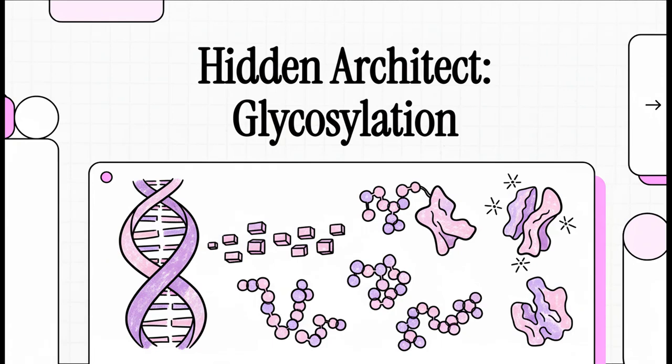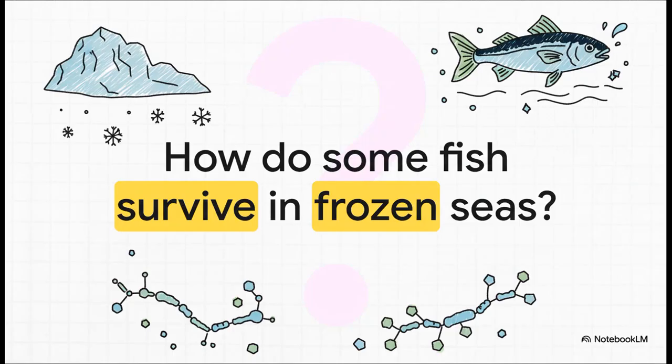Welcome to The Explainer. Today, we're looking at a fundamental biological process that customizes the building blocks of life. It's this whole other layer of information beyond our DNA, a kind of sugar code that gives proteins their specific powers. To get us started, let's kick off with a puzzle.